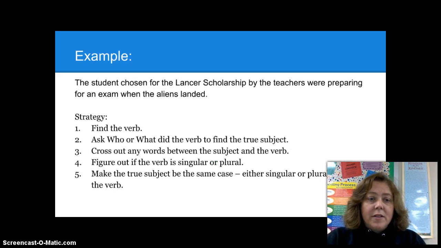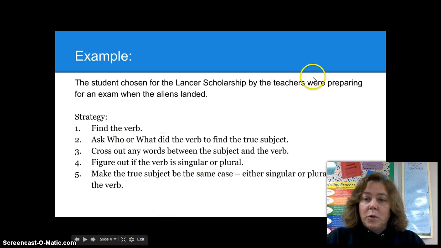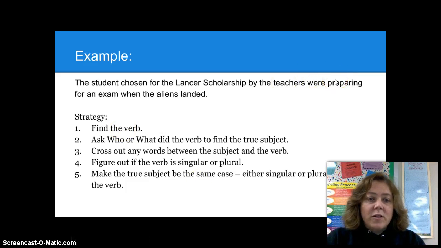For example, the student chosen for the Lancer Scholarship by the teachers were preparing for an exam when the aliens landed. So you start the strategy by finding the verb. The verb is were preparing. You then ask who or what did the verb to find the true subject. So who or what were preparing? Well, in this case, it's the student that were preparing.